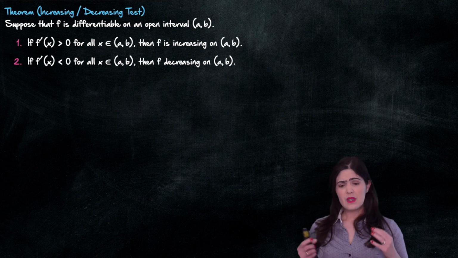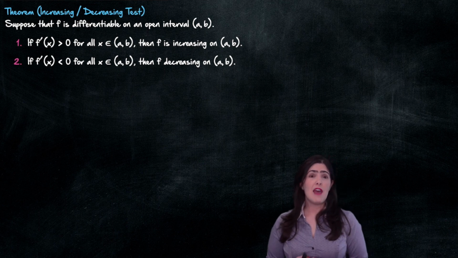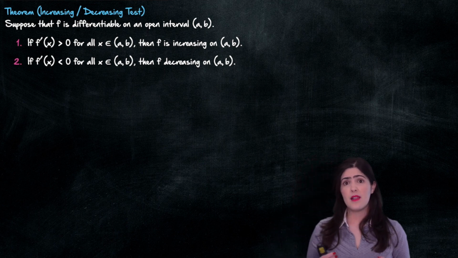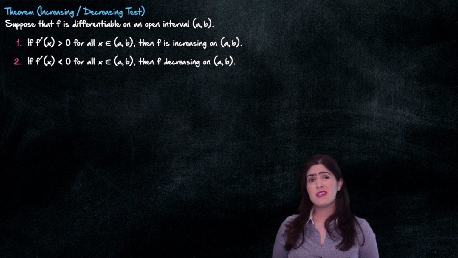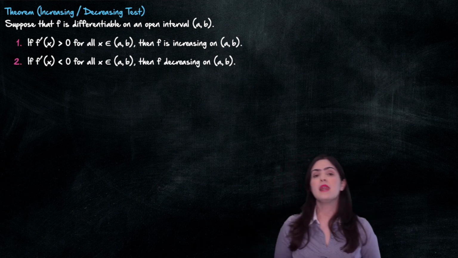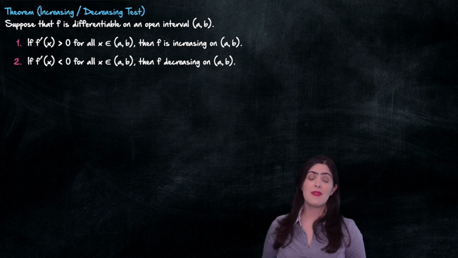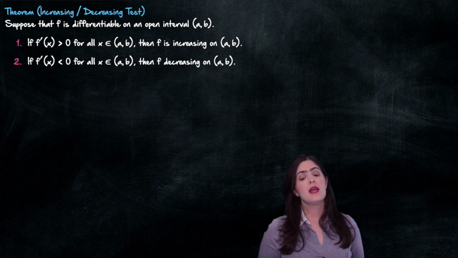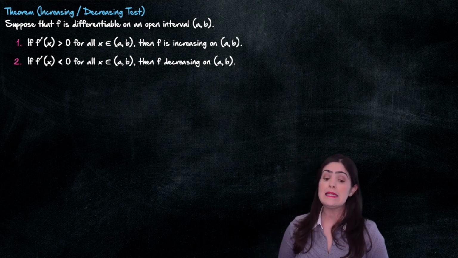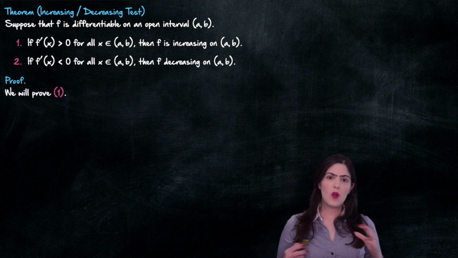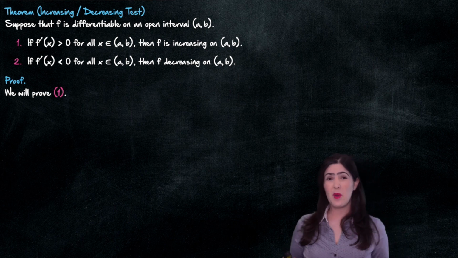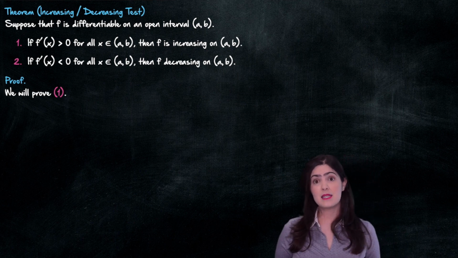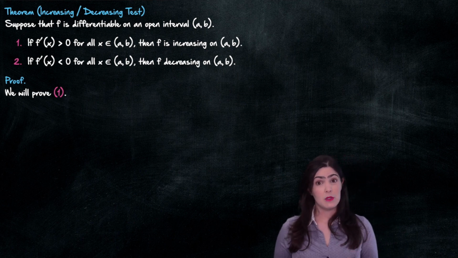So this theorem tells me that if f is differentiable on an open interval (a, b), and I know that the derivative is positive for all points x in the interval (a, b), then f is increasing. And if I know that the derivative is negative for all points x in the interval (a, b), then my function f is decreasing. We're going to prove one, and the other one I'll leave for you as an exercise. It's very, very similar.